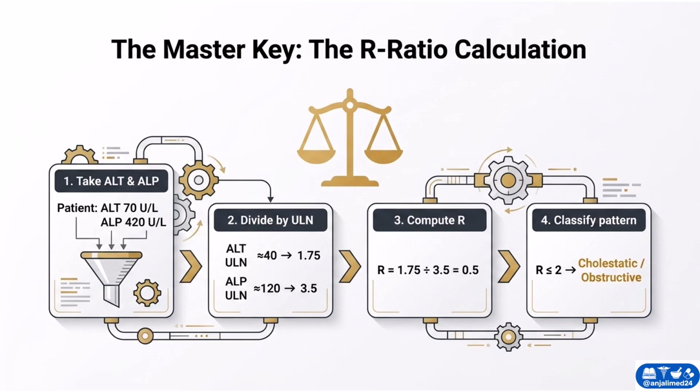How do we interpret it? If the R ratio is less than or equal to 2, the pattern is cholestatic or obstructive. If the R ratio is between 2 and 5, it represents a mixed pattern. If the R ratio is greater than 5, it indicates hepatocellular injury. Since Mr. Patil's R ratio is 0.5, this is clearly a cholestatic pattern, making biliary obstruction far more likely than primary liver cell injury. This one calculation eliminates guesswork and guides the next investigation with confidence. In the next slide, we will see how the R ratio changes your clinical decision making in real world practice.